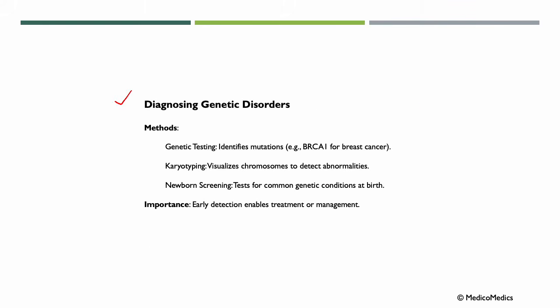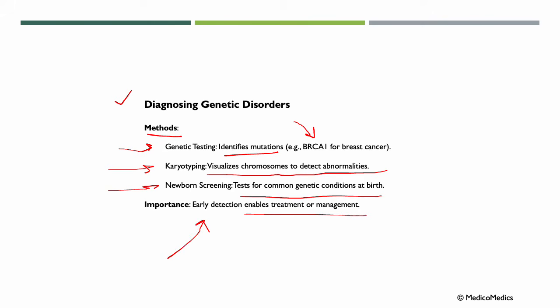Now, how do we go about diagnosing genetic disorders? We have different methods like genetic testing, identifying mutations like the BRCA1 gene for breast cancer. We have karyotyping, where we're visualizing chromosomes to detect abnormalities. We have newborn screening, so we test for common genetic conditions at birth. And early detection enables treatment or management.